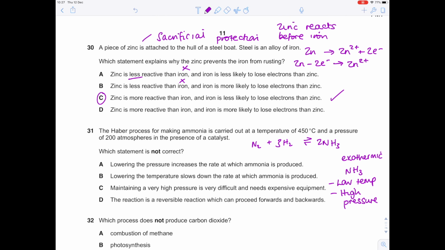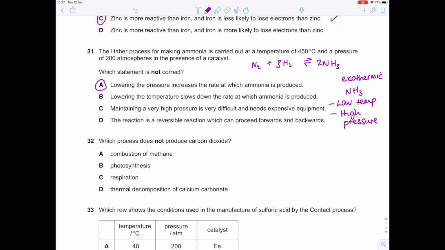Lowering the pressure increases the rate at which ammonia is produced. Well, that's obviously wrong because increased pressure increases the rate. So it's actually this one because it's not correct. 31 is A. I didn't really need to do all my other working. If A hadn't been the answer, then I would have had to go through all the other options, then my notes would have been useful.